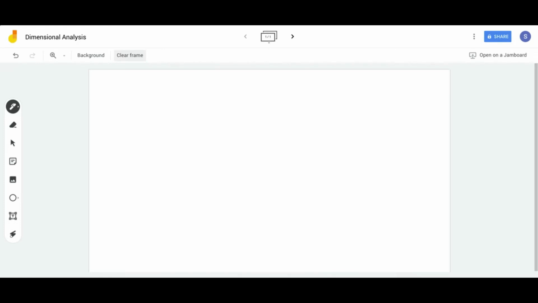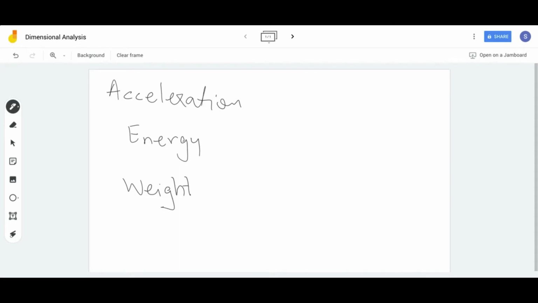Acceleration. Well, let me pause here, and I'll give you about, let's say, 5 minutes. What you can do is use the Google search engine to find what acceleration is, and what the units for energy are, and what the unit for weight is, right? And you've got about, let's say, 5 minutes.